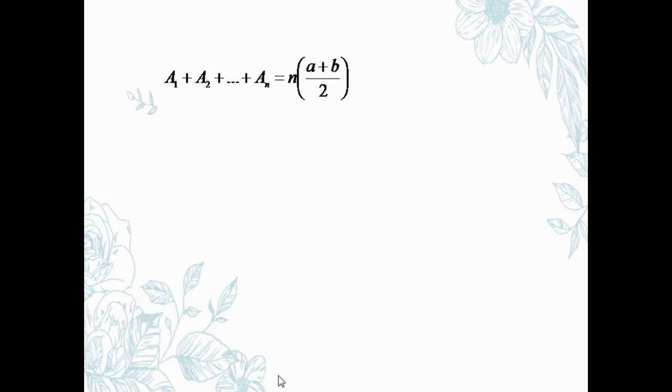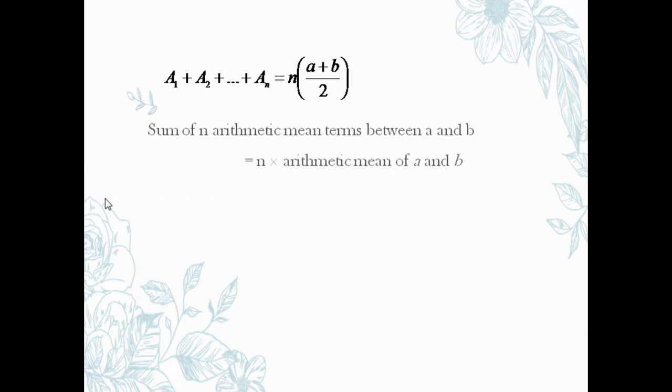Now, if we add all the n arithmetic means, then A1 plus A2 plus ... plus An is equal to n times a plus b upon 2. This is the sum of all n arithmetic means, and this is the arithmetic mean of the first and last term. So the sum of n arithmetic mean terms between a and b will be equal to n times the arithmetic mean of a and b.